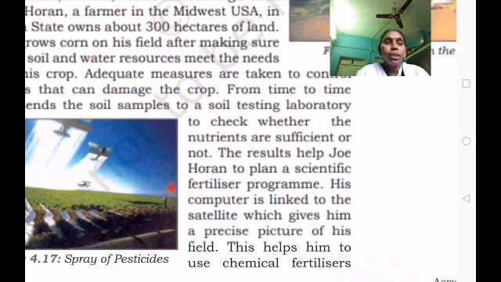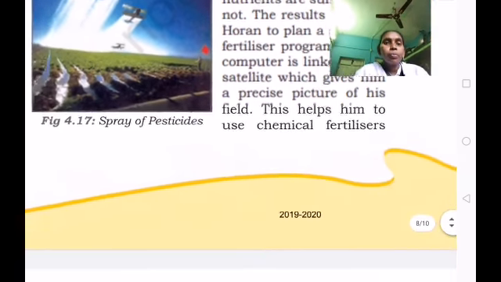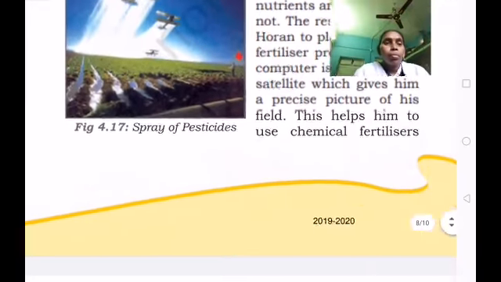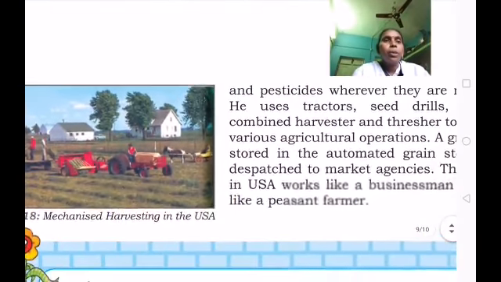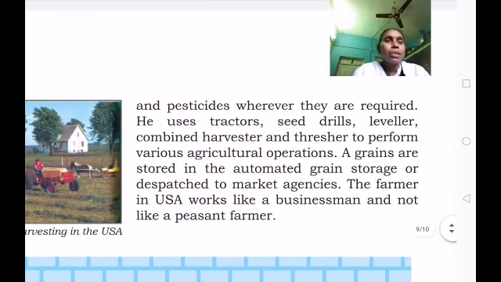His computer is linked to the satellite, which gives him a precise picture of his field. This helps him to use chemical fertilizers and pesticides wherever they are required.